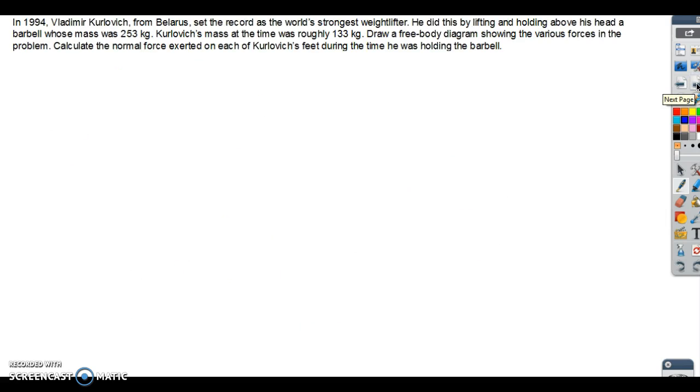I have 5 minutes left, so we're going to look at number 6. Number 6, we've got a barbell. Vladimir Kurlovich from Belarus set the record as the world's strongest weightlifter. He did this by lifting and holding above his head a barbell whose mass was 253 kilograms. Kurlovich's mass at the time was roughly 133 kilograms. Draw a free body diagram showing the various forces in the problem.